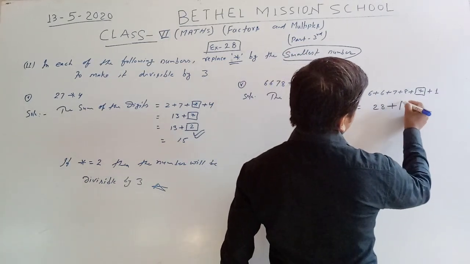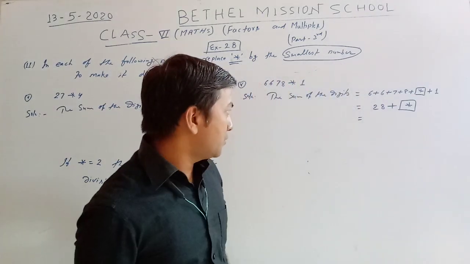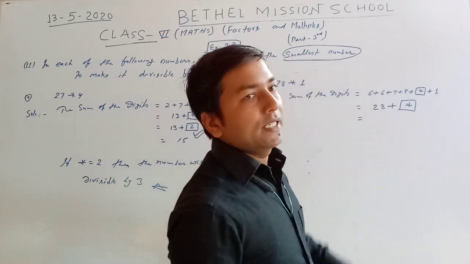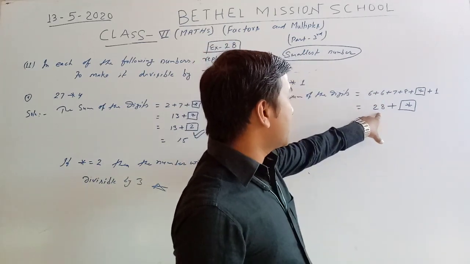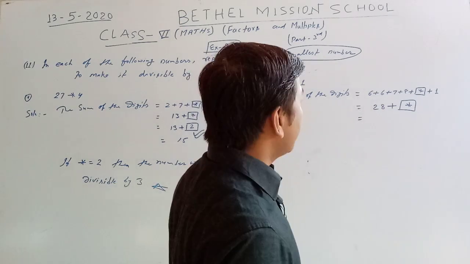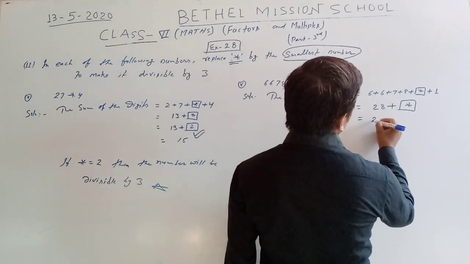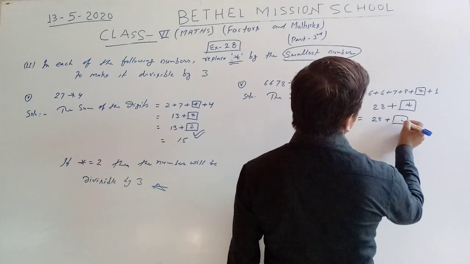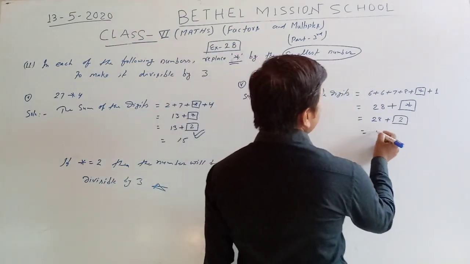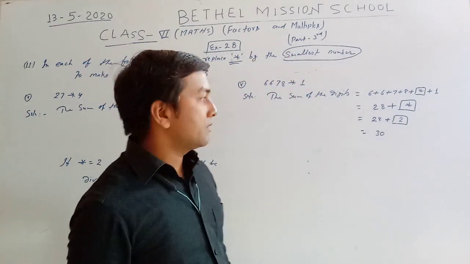28, and plus star. Then what will you put to be divisible by 3? Then you know 27, 28, then 29, 30. 30 is divisible by 3. So if we put 2 here, then the number becomes 30, and the number will be divisible by 3.